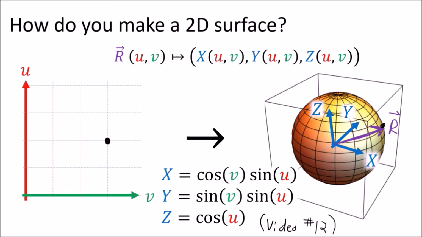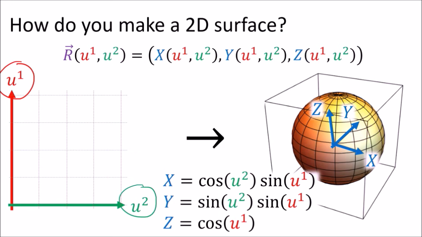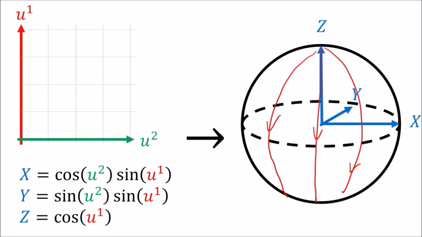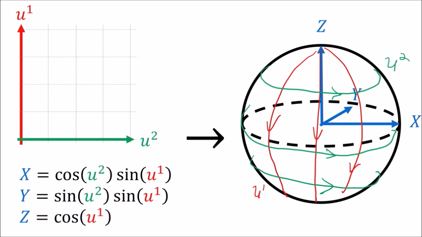And in this video, I'm largely going to keep this same approach for describing surfaces, except I'm going to change the variables u and v to the variables u1 and u2. So the u1 curves are the curves of longitude on the sphere that go from north to south. And the u2 curves are the curves of latitude that go from west to east.